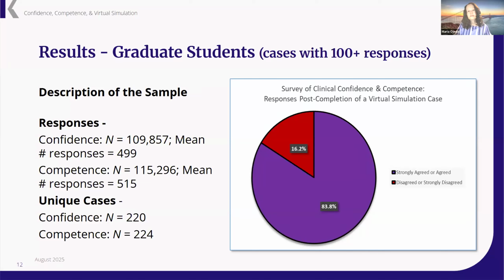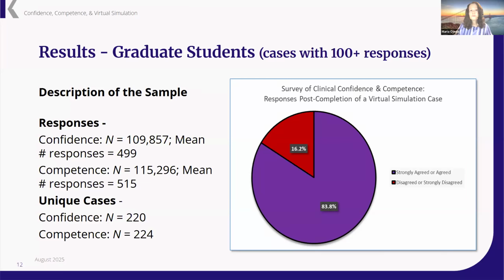Then we analyzed the data using straightforward descriptive statistics, including a count of the number of responses to each question, the average number of responses to each question, the number of unique cases accessed by respondents, and the proportion of favorable responses to each question. A favorable response was defined as the sum of the proportion of agree and strongly agree responses to each question.